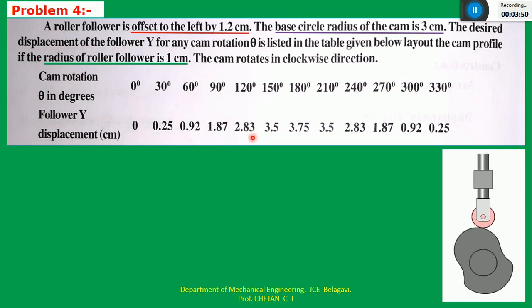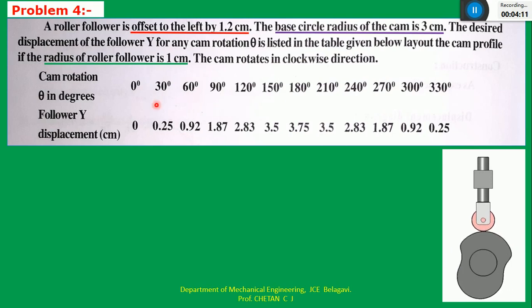In a similar manner, you can see for the first 0 degrees there is no displacement, 0. For the next 30 degree of this cam rotation, it is covering a vertical distance of 0.25, and for the next again 30 degree, that is up to 60, from 0 to 60, it is covering the total distance of 0.92 centimeter.